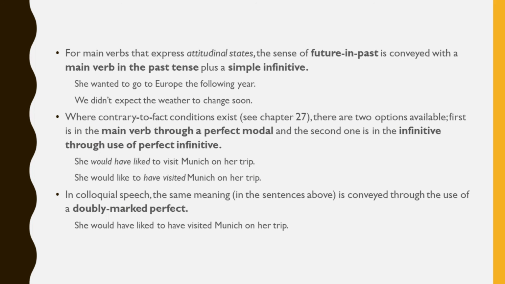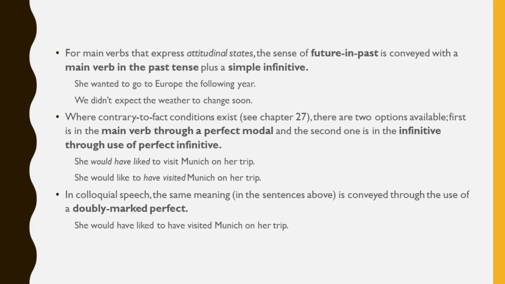Where contrary-to-fact conditions exist, there are two options available. One can encode the counterfactuality either in the main verb through a perfect modal or in the infinitive through use of a perfect infinitive.